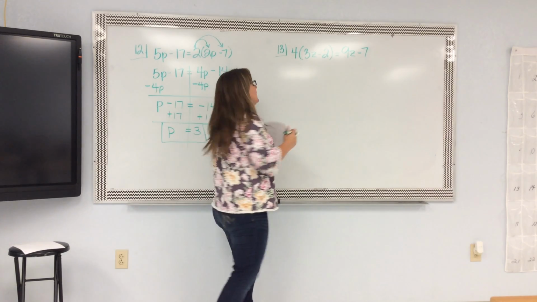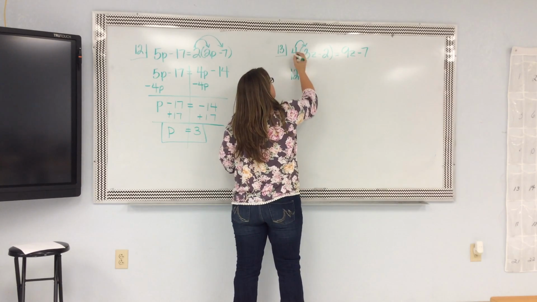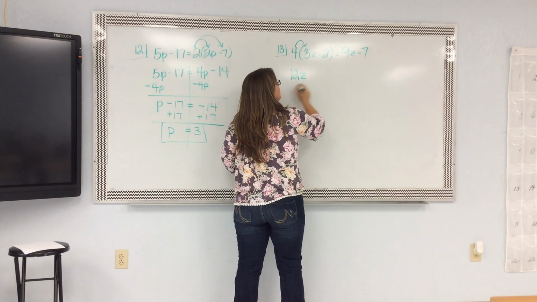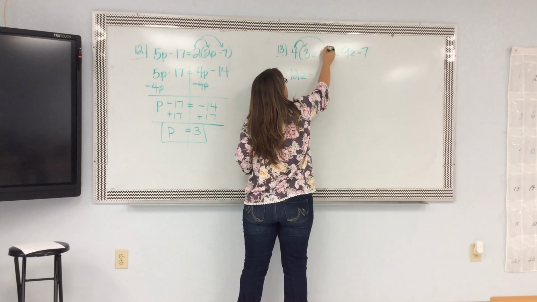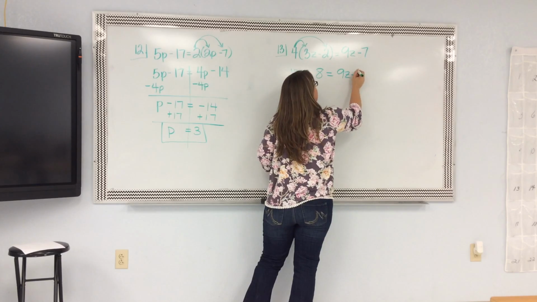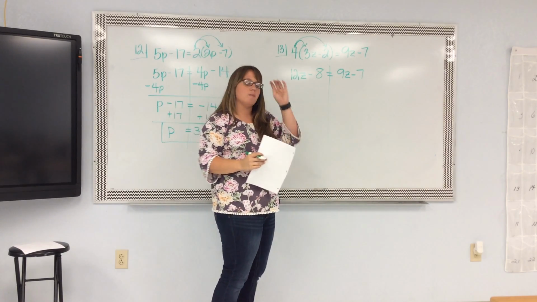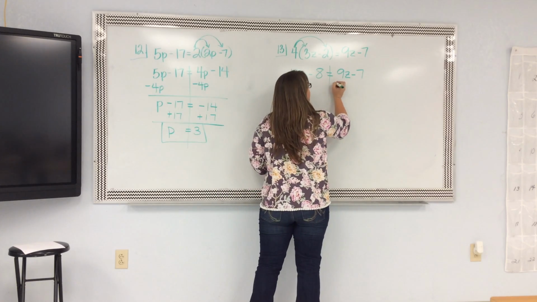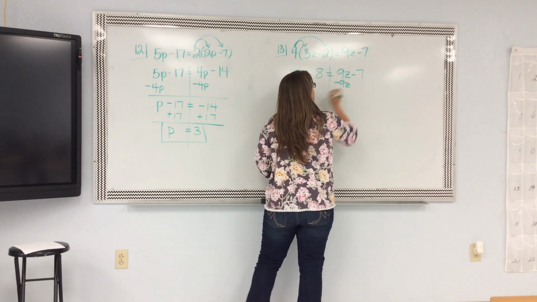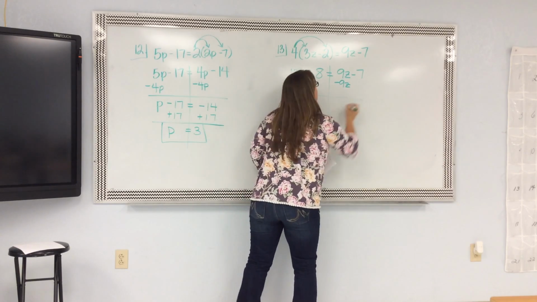Going to get rid of my parentheses by distributing this 4 out. 4 times 3z is just 12z, minus 4 times 2 is 8, is equal to 9z minus 7. Draw a line through my equal sign. I like to move my smallest variable first. So I'm going to get rid of the 9z. I can do that by subtracting 9z. If I do it to one side, I must do it to the other.